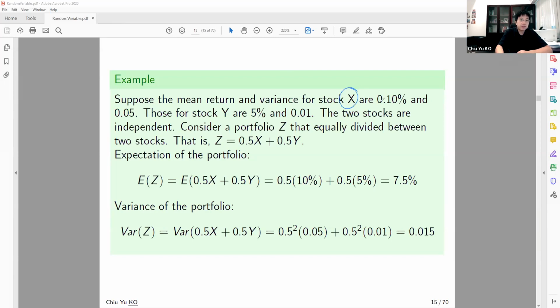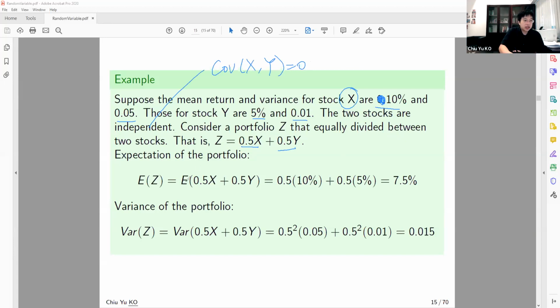Stock X has a mean return of, I think, 10%, and the variance is 0.05. Stock Y has a 5% mean return, and the variance is 0.01. And these two stocks are independent. Independent implies the covariance of X, Y equals 0. And portfolio Z is equally divided between the two stocks, so it's 0.5X and 0.5Y.